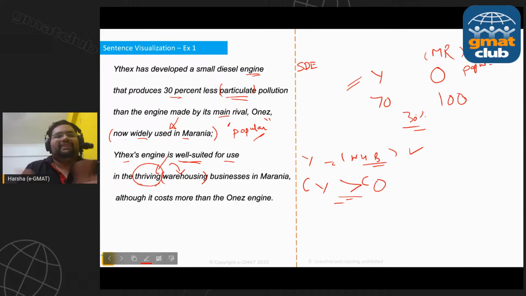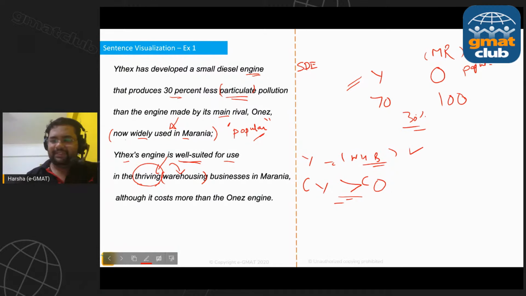Okay, there is this company called Vitex. Yes, it has come up with a certain type of engine. What kind of engine? Small diesel engine. Fantastic. Its main rival is Once. This Vitex engine produces, let's say, 30% less particulate pollution than Once's engine.